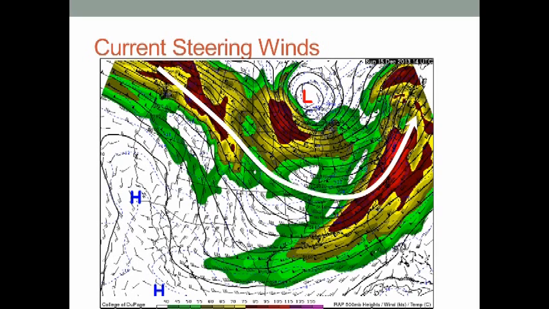Okay, now here are the steering winds. You might recall that I said that the colorful shadings, the reds, indicate the strongest winds, and that is the most energy that can produce precipitation. So right now we have that system that's exiting the east.